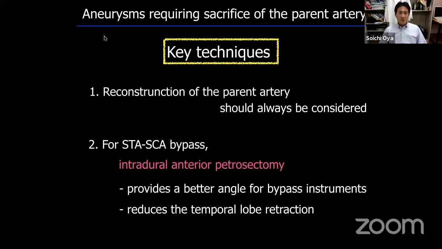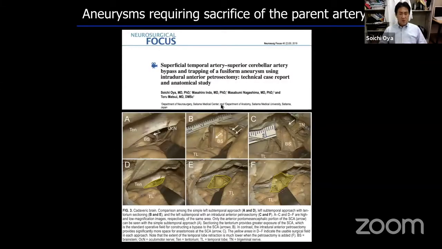For aneurysms requiring sacrifice of the parent artery, I think reconstruction of the parent artery should always be considered. For an SCA bypass, I think intradural anterior petrosectomy provides a better angle for bypass instruments and also mitigates temporal lobe retraction. We reported this case in the Journal of Neurosurgical Focus, and we showed a significant increase of the working space here.